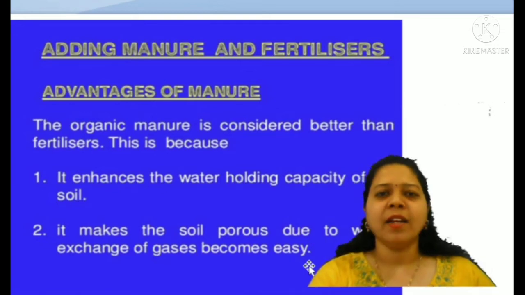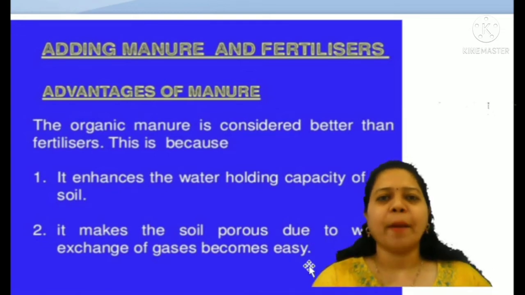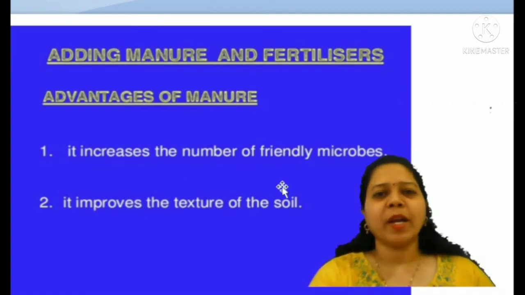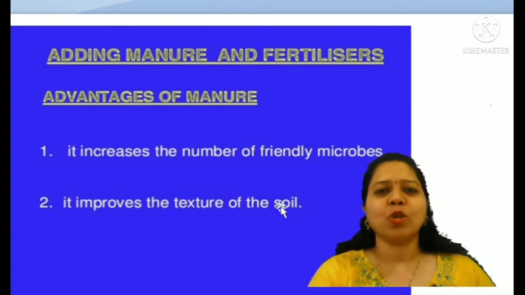These manures enhance the water holding capacity of the soil, and make the soil porous so that gas exchange is easily possible, and it helps to grow the crop properly. It increases the number of friendly microbes. It improves the texture of the soil. It increases the number of friendly microbes because these are not harmful chemicals. That's why it helps to grow the microbes. And it improves the texture of the soil because these manures are natural.